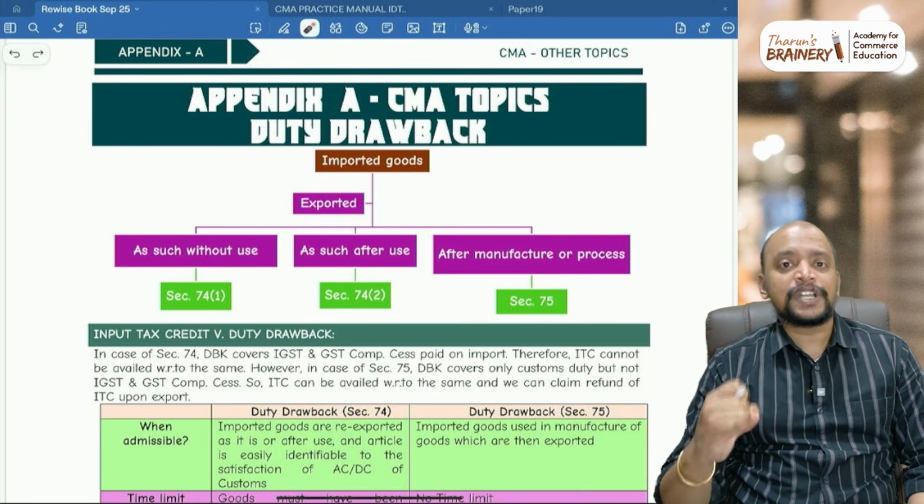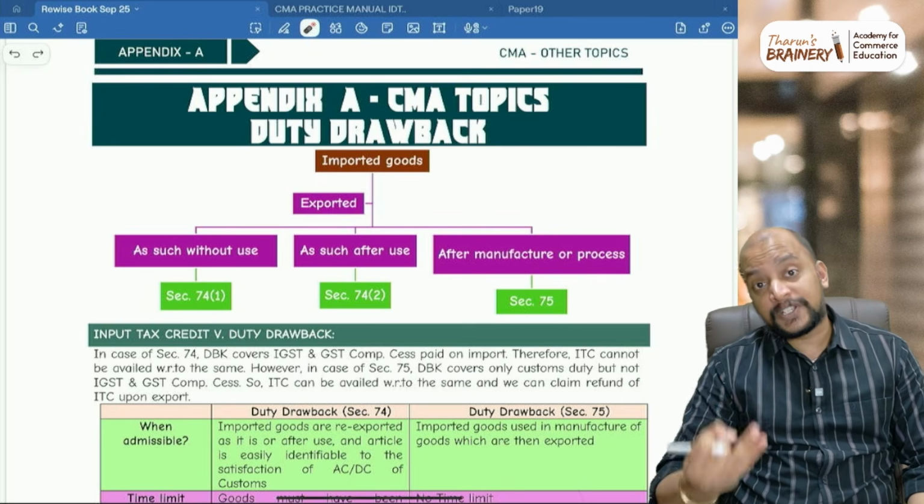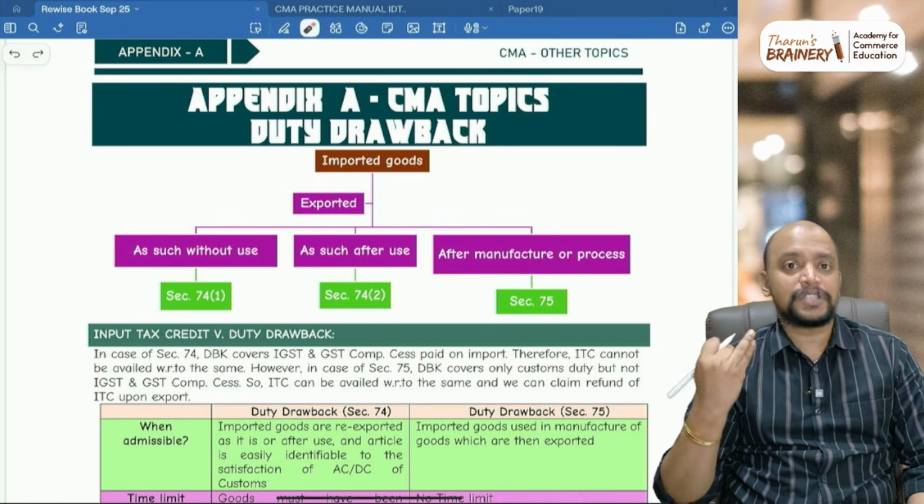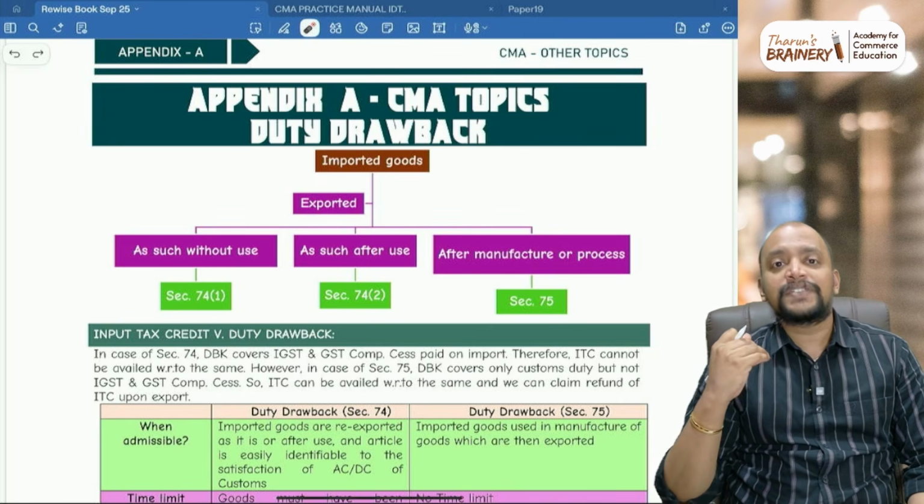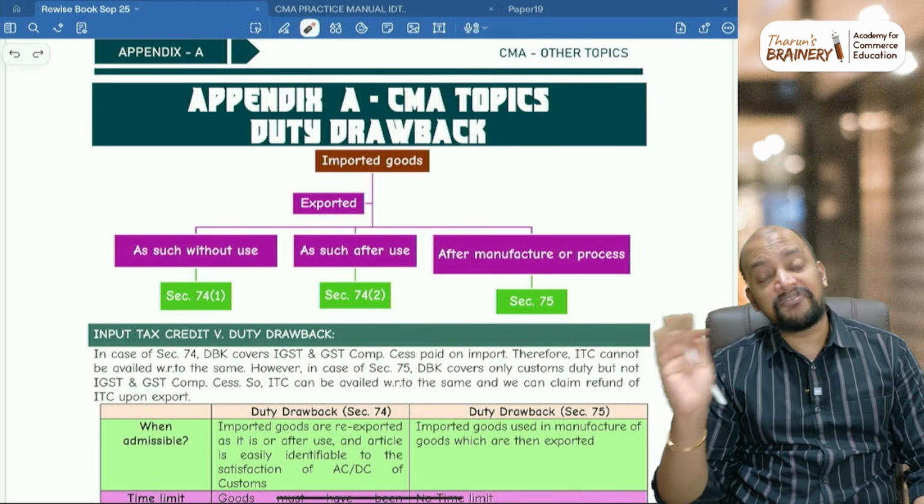So imported goods exported as such without use, section 74 subsection 1. Imported goods exported as such after use, section 74 subsection 2. Imported goods which are exported after manufacture, that is section 75.